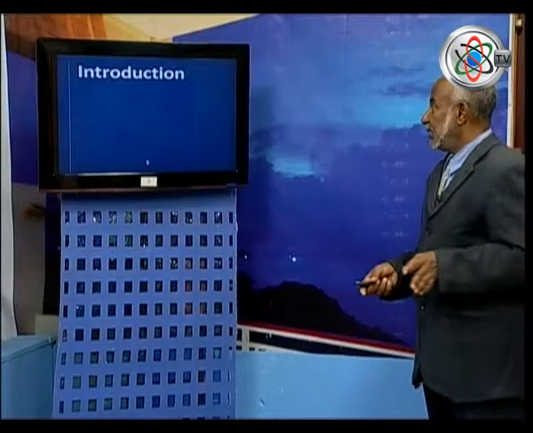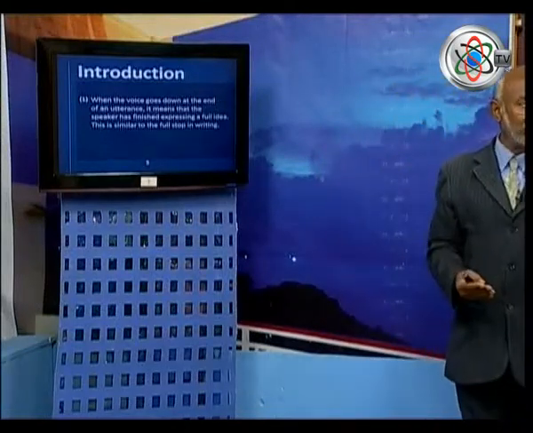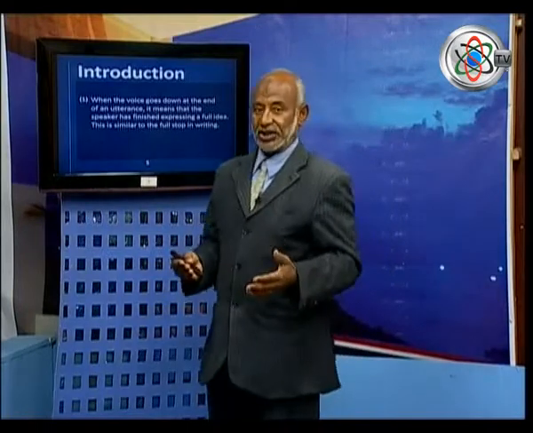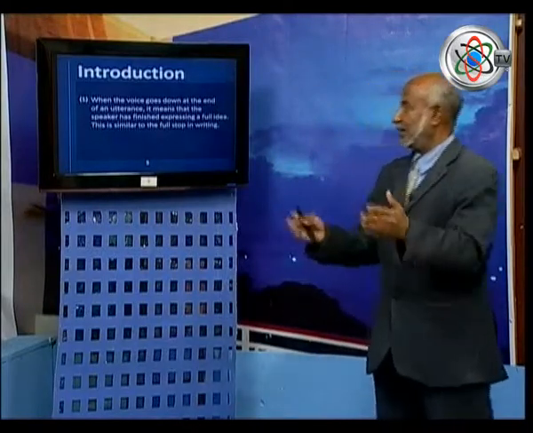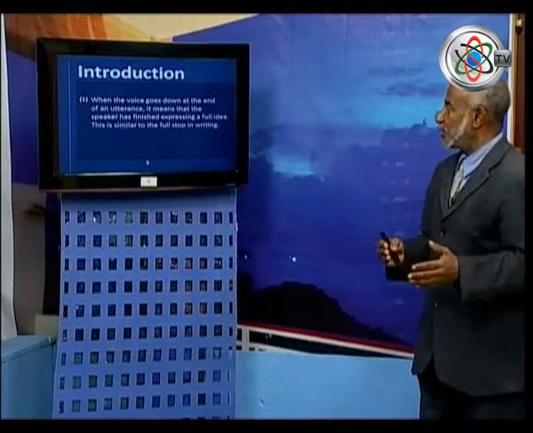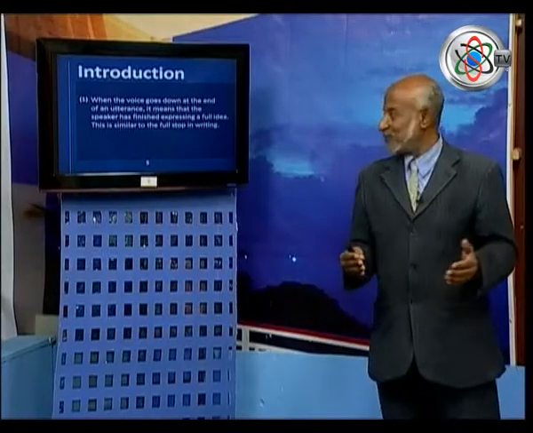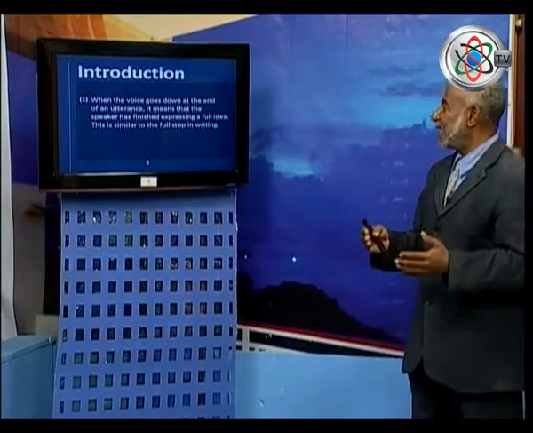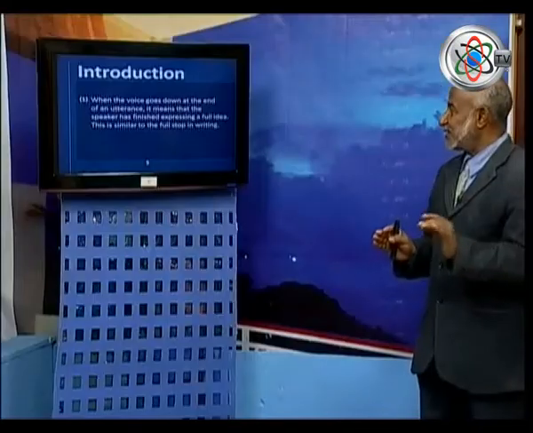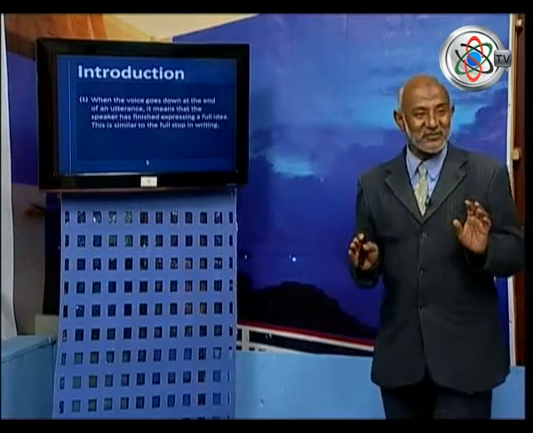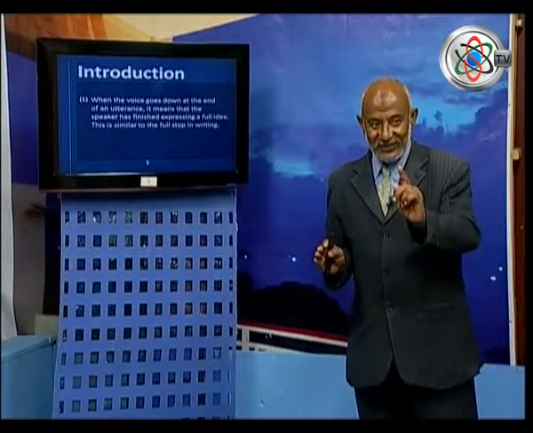For example, when the voice goes down, we call it in English falling intonation. This is falling intonation. I have been doing 2 jobs, but don't worry. I have been doing 2 jobs here, but I have to go on. When the voice goes down at the end of an utterance, it means that the speaker has finished expressing a full idea, as we said. This is similar to the full stop in writing.